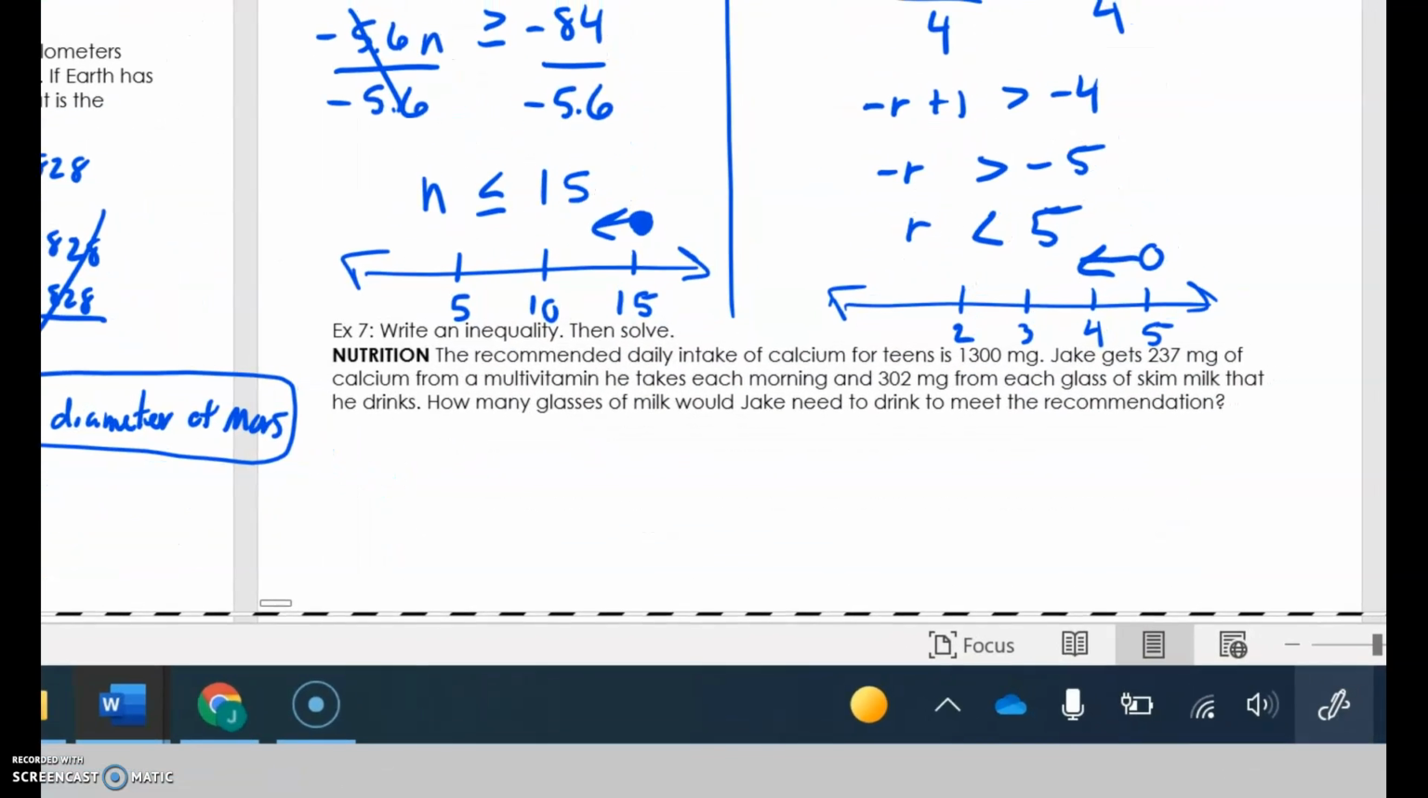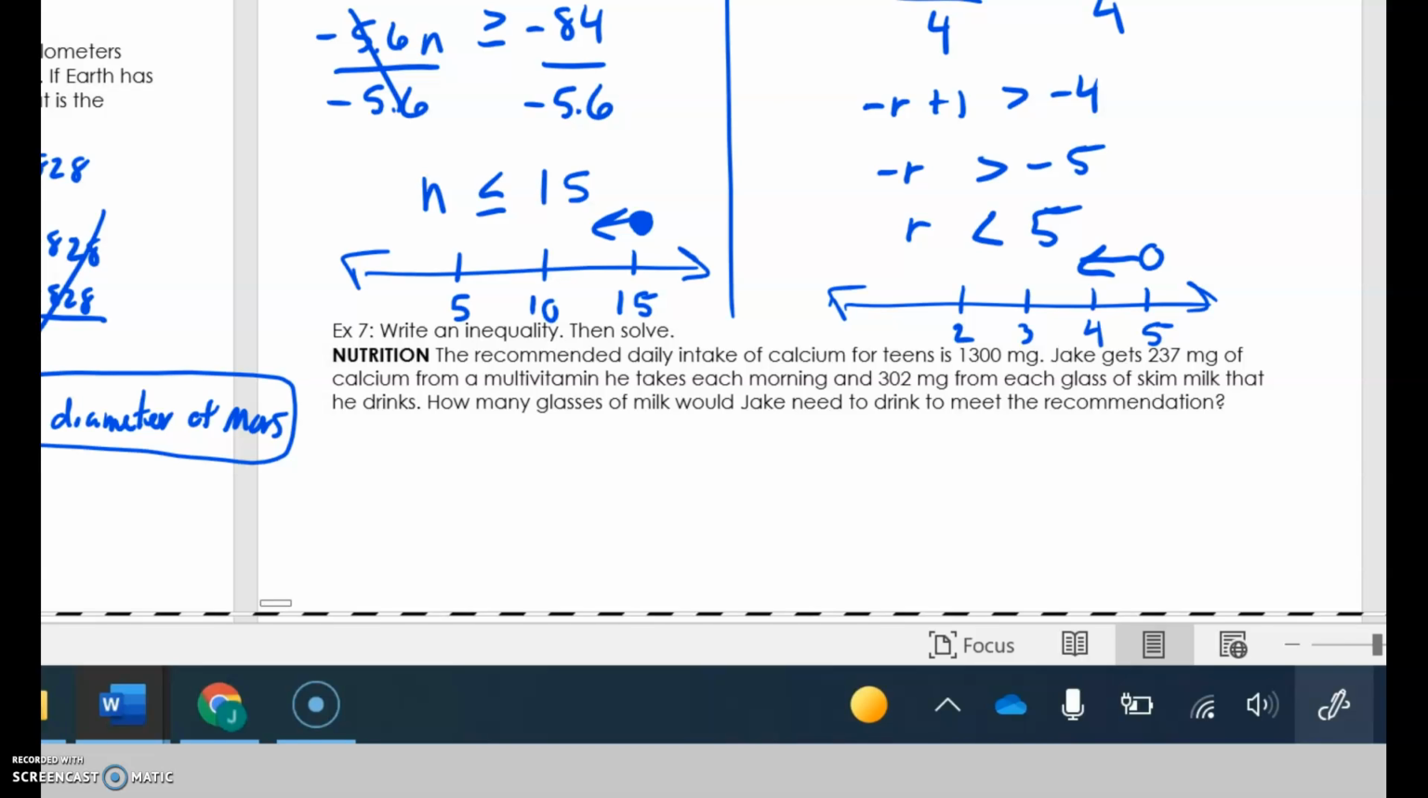Example 7, write an inequality, then solve. The recommended daily intake of calcium for teens is 1,300 milligrams. Jake gets 237 milligrams of calcium from a multivitamin he takes each morning and 302 milligrams from each glass of skim milk that he drinks. How many glasses of milk would Jake need to drink to meet the recommendations? See if you can write an inequality that represents this situation, and then resume the video when you're ready to compare it with mine.